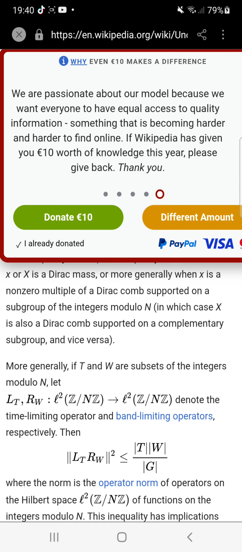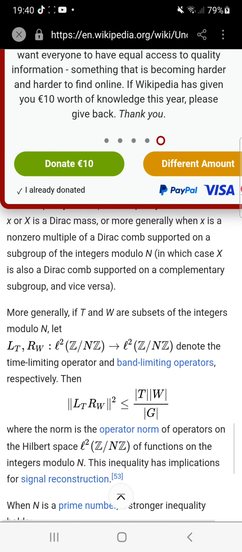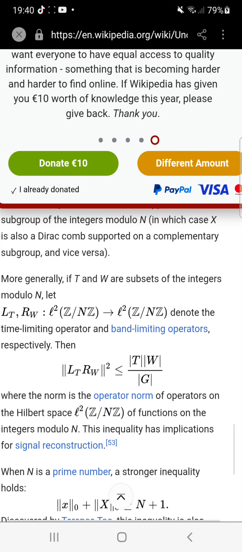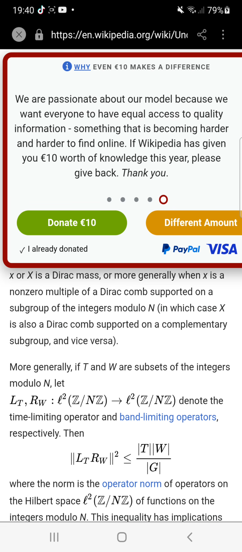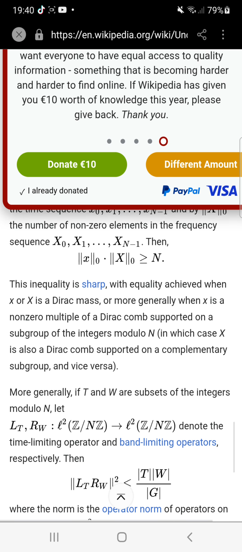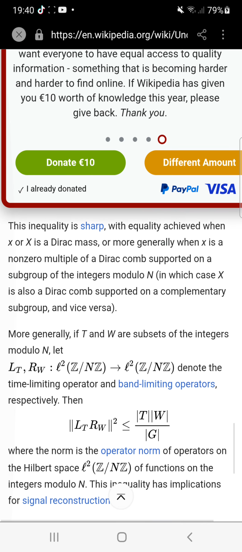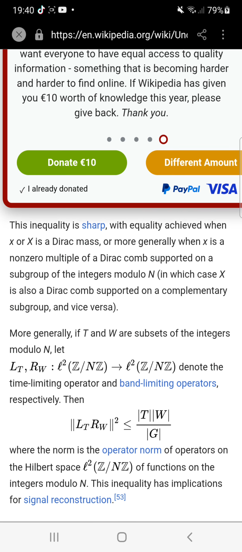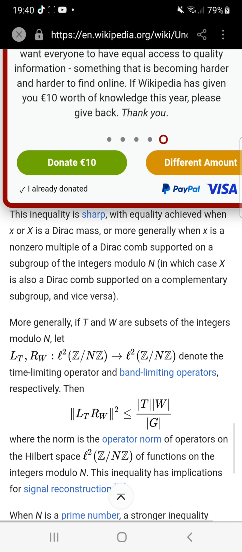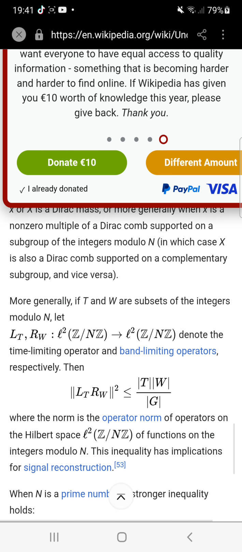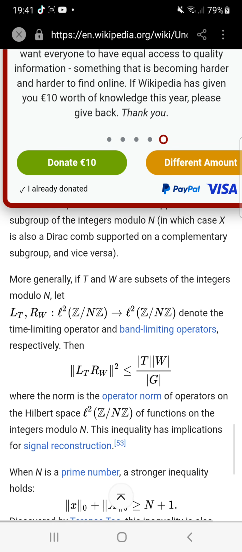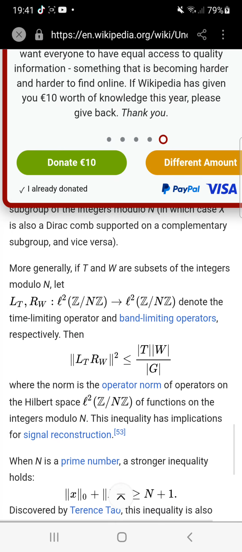More generally, when x is a non-zero multiple of a Dirac comb supported on a subgroup of the integers modulo n, in which case capital X is also a Dirac comb supported on a complementary subgroup, and vice versa. This inequality is sharp, with equality achieved when x or capital X is a Dirac mass.